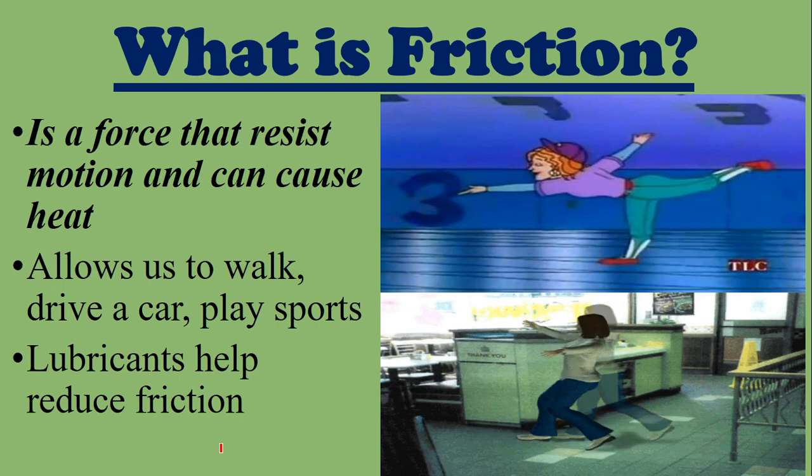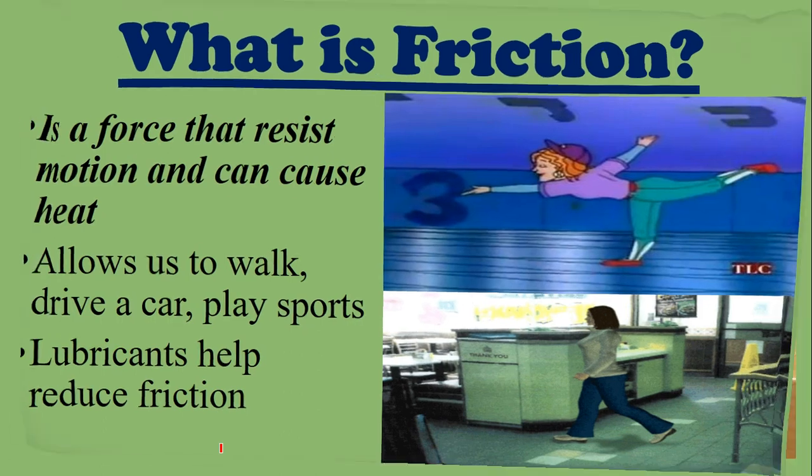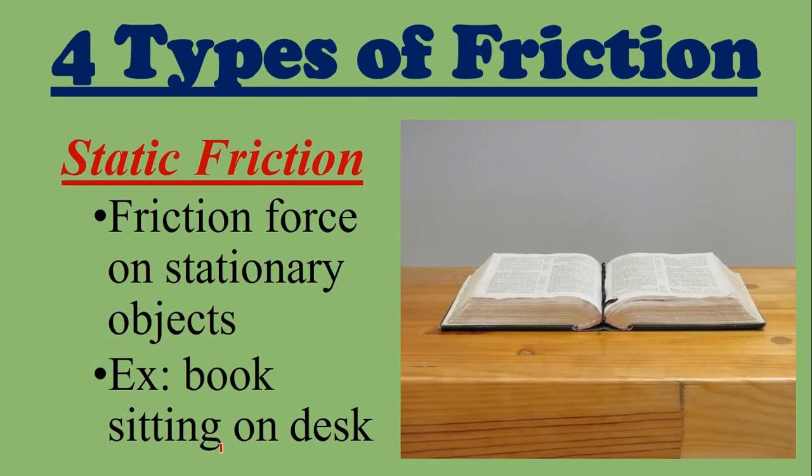Now, you can reduce friction, which is good for machinery because you do want to reduce friction in machinery, by using some type of lubricant. Usually it's oil. Now, there are four types of friction. The first type of friction is called static friction. This is a friction force on stationary objects, like a book sitting on a table. If it's not moving, it has static friction.